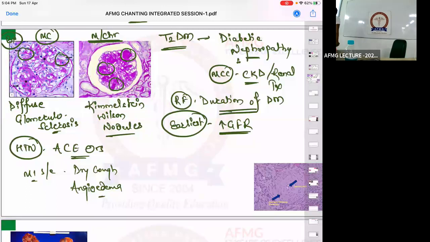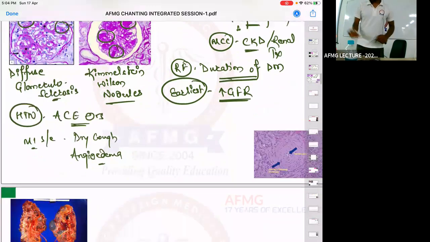If I talk about ARBs, angiotensin receptor blockers, those are drugs like sartans. No issues with this. Important, remember.